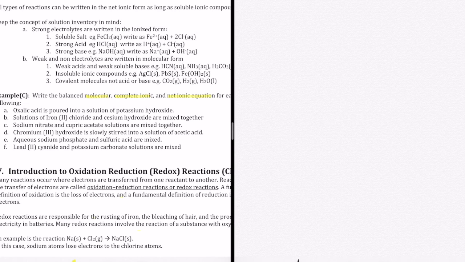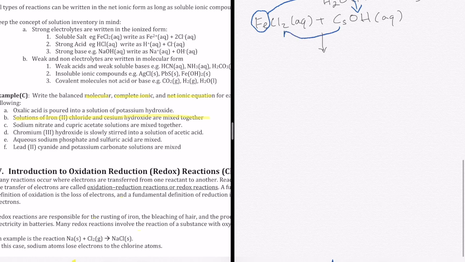So I'm going to pick one of these here, iron(II) chloride and cesium hydroxide. So the first thing is you write what the reactants are. So iron(II) chloride would be FeCl2, and then cesium hydroxide would be CsOH. And the reason I know how to write these formulas is basically from my nomenclature knowledge. And the products would be a double displacement product. So I'm going to swap and put the Fe with the OH and then put the Cs with the Cl. So CsCl and FeOH.